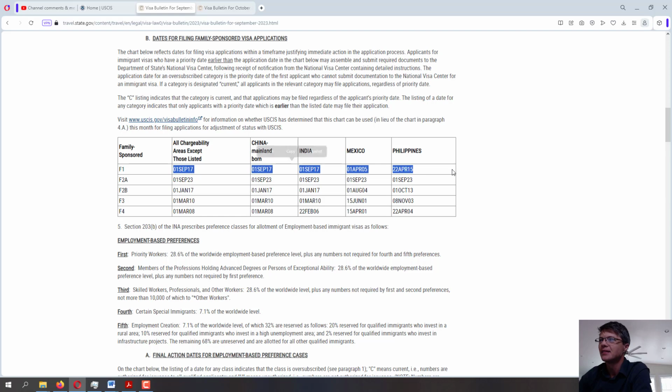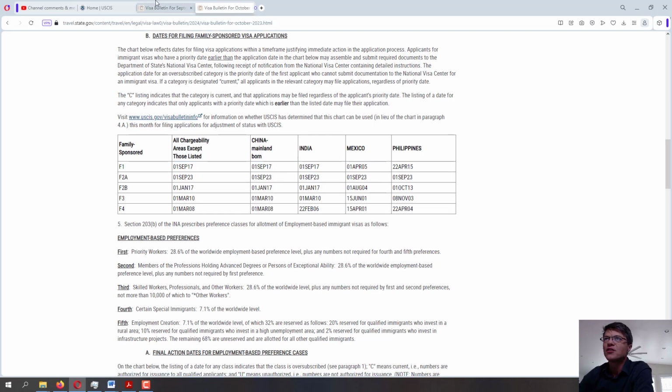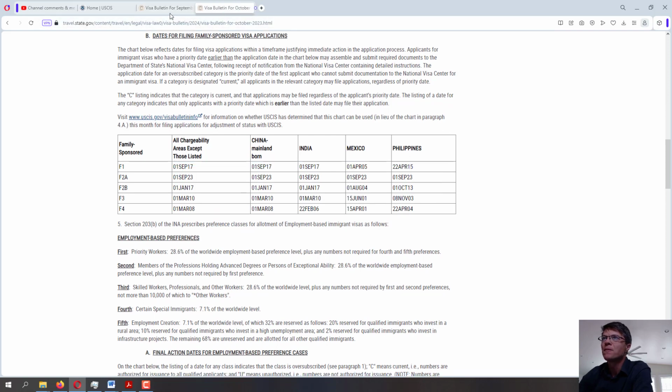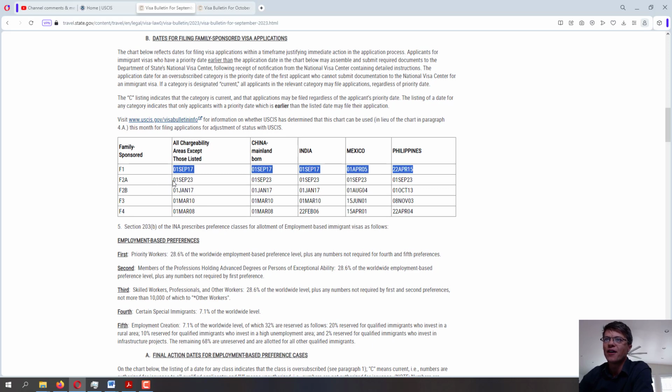Copy this thing. There you go. This thing's coming up. I don't know why it's coming up. Mexico, Philippines, and then moving to October 2023, so no movement for all chargeability, no movement for China, for India, for Mexico, and for Philippines. Looks like there is no movement whatsoever on the graph B.